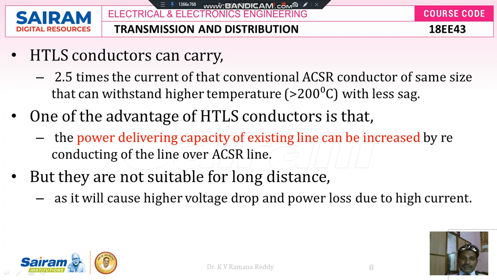One of the advantages of high temperature low sag conductors is that the power delivering capacity of an existing line can be increased by reconductoring the line over the ACSR line. So wherever we have ACSR conductors, we can replace them with high temperature low sag conductors to carry that bulk amount of power. ACSR conductors are not suitable for long distance because of their higher voltage drop and power loss due to high current. So we can prefer HTLS conductors.